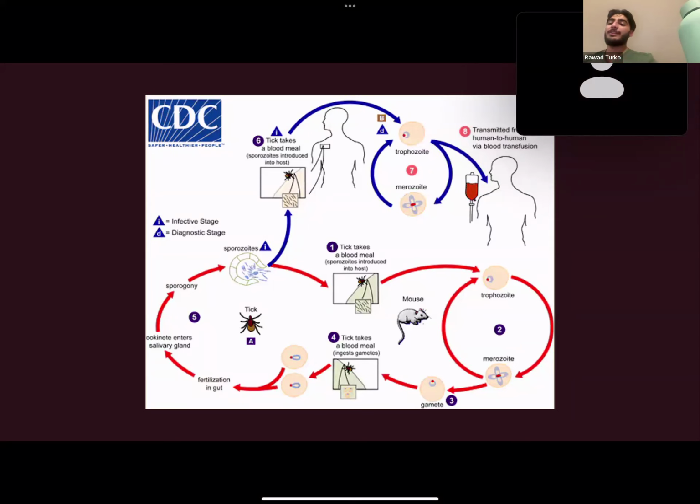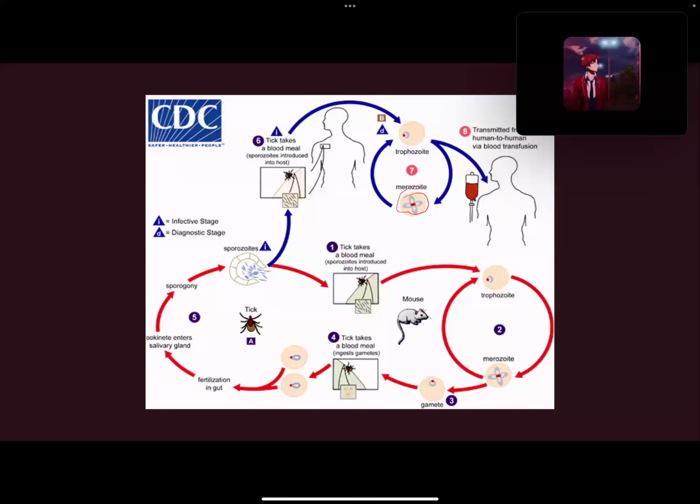Okay, without even going to the next slide, who can tell me what this picture looks like? What's the name for this picture? Cross something. Maltese cross. Okay, so this is very specific to Babesia. So you guys see this? 99% of the time it's going to be Babesia.